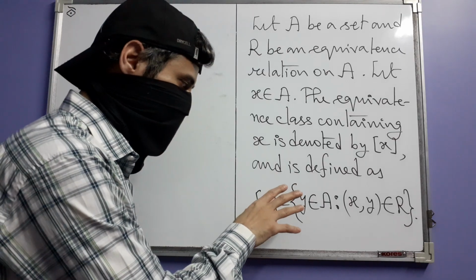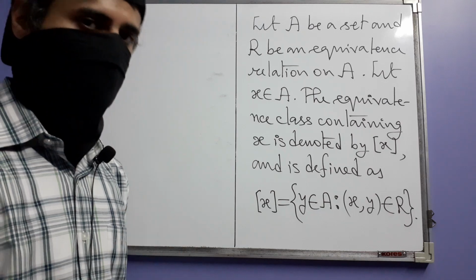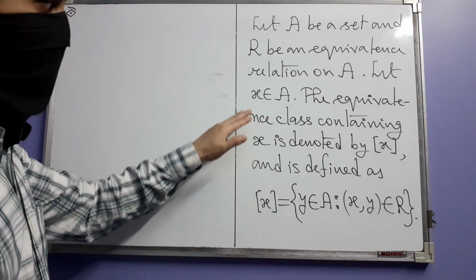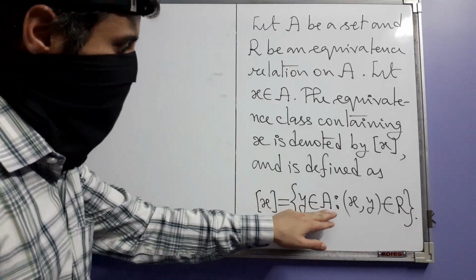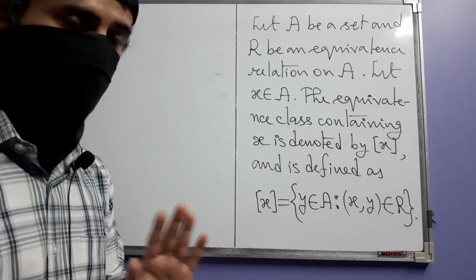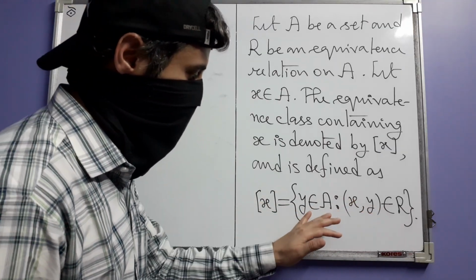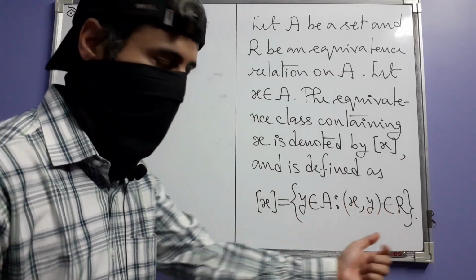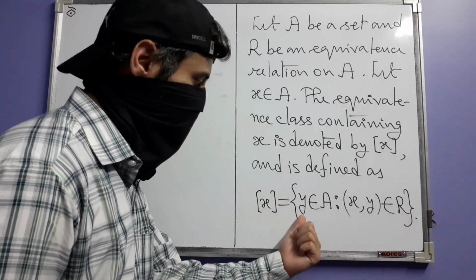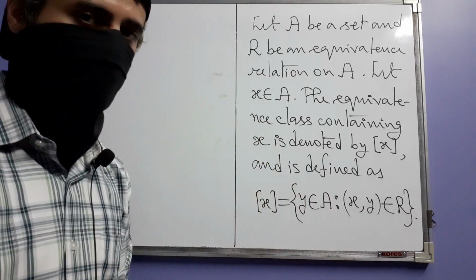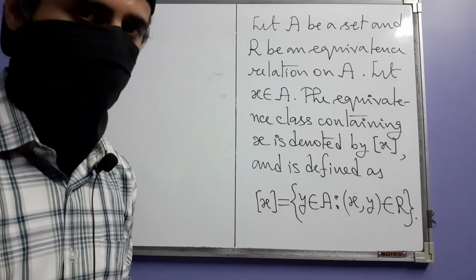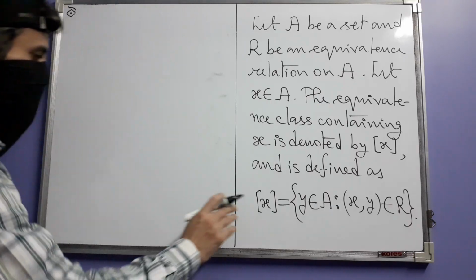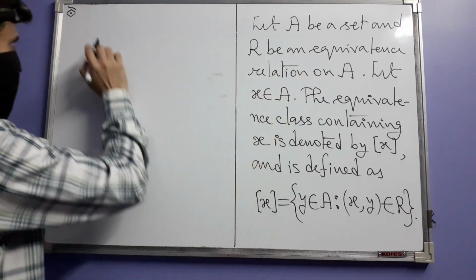You can notice something immediately about this set. The first thing is that it is a subset of A. We are no longer talking about ordered pairs. Yes, you do see an ordered pair here, but the elements of this set are ordinary elements of A, the friends of X.